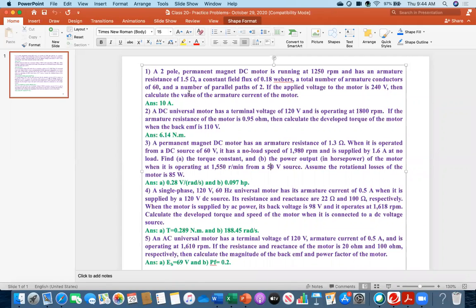The first one is: a two-pole permanent magnet DC motor is running at 1250 RPM and has an armature resistance of 1.5 ohm, a constant field flux of 0.18 webers, a total number of armature conductors of 60, and a number of parallel paths of 2. If the applied voltage to the motor is 240 volt, calculate the value of the armature current of the motor. Based on that, how can you calculate the armature current I? The answer should be 10 ampere.